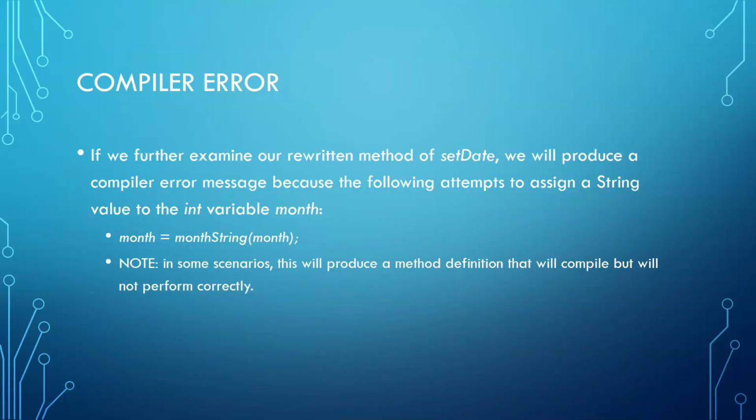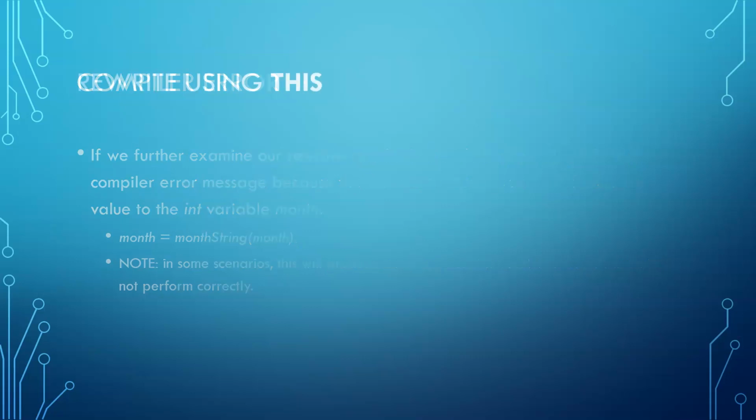Now, if we further examine our rewritten method of setDate, we will produce a compiler error message because the following attempts to assign a string value to the int value of month. Month equals month string month. Now, note in some scenarios this will produce a method definition that will compile but won't perform correctly. But in our case, it's going to give us a compiler error.